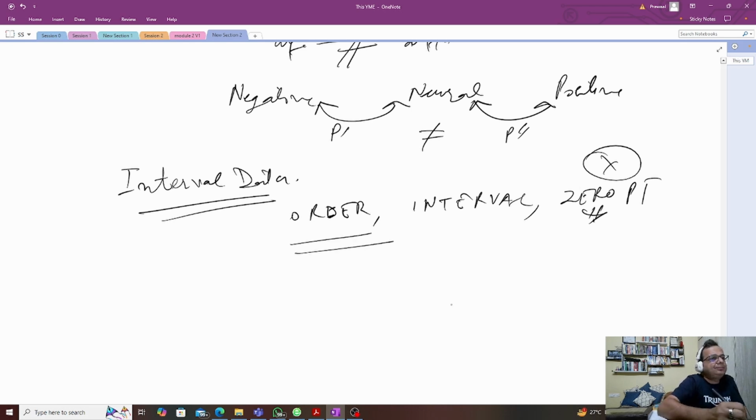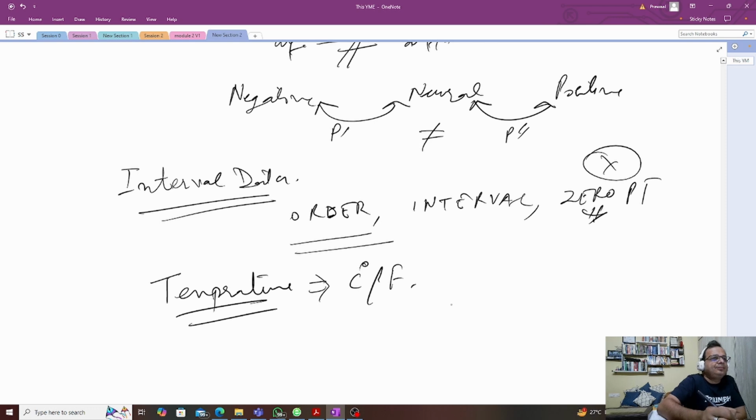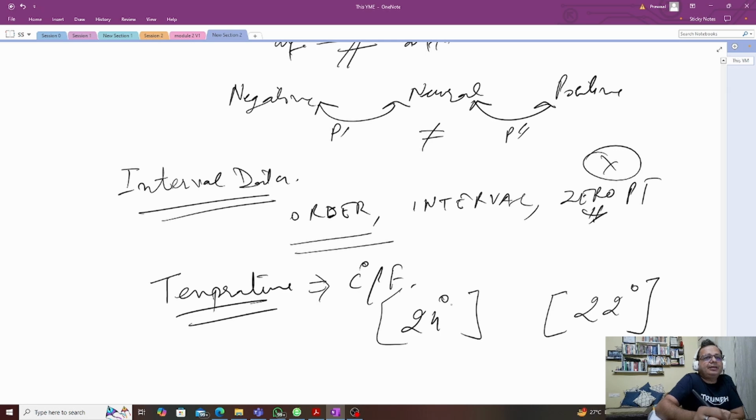Let's take an example which has a 0 value. So we are talking about temperature. Temperature in Celsius, temperature in Fahrenheit, mostly in Celsius and Fahrenheit. Now if I say that the temperature of Pune is 24 degrees today, and then I say that the temperature of Bangalore is, let's suppose, 22 degrees Celsius today. And if I say the temperature of Delhi is 26 degrees today, then of course the difference between these two temperatures and these two temperatures is the same.